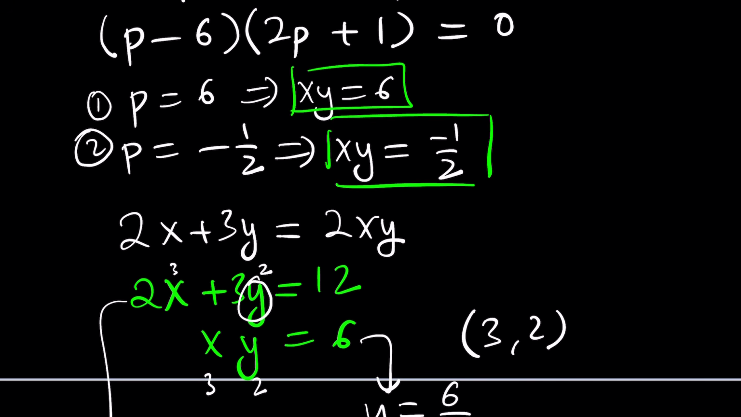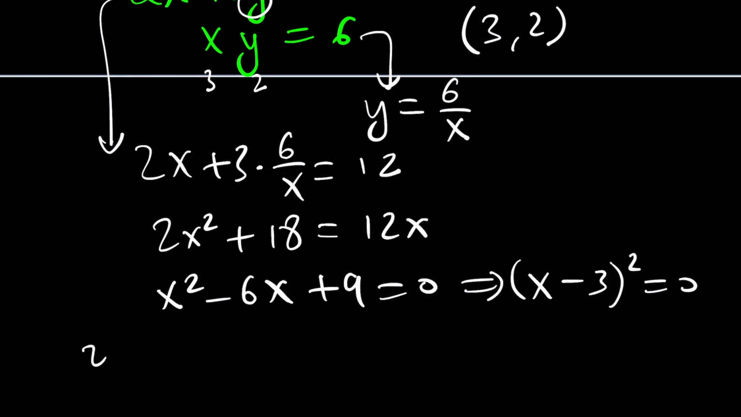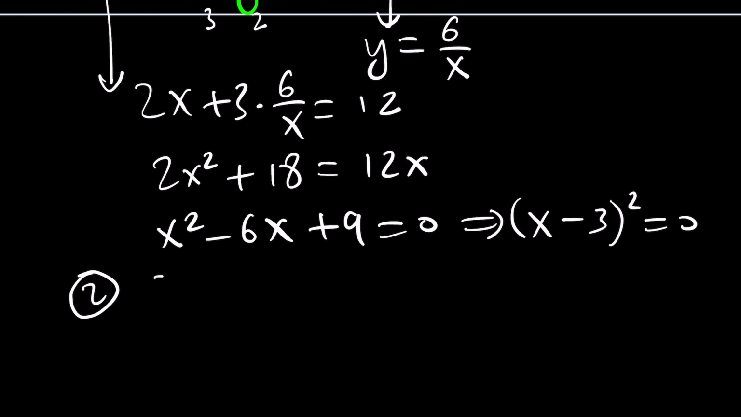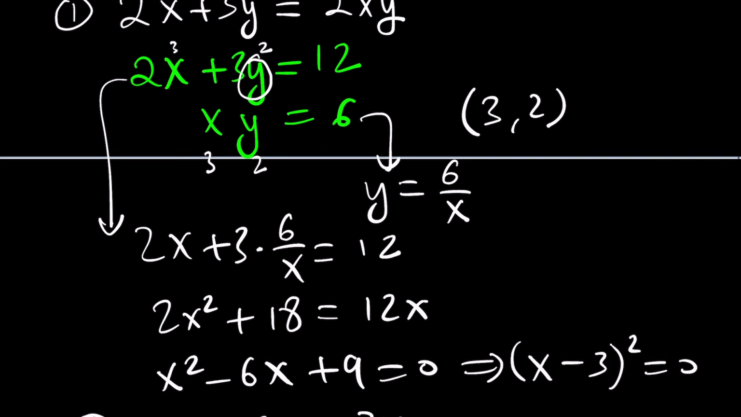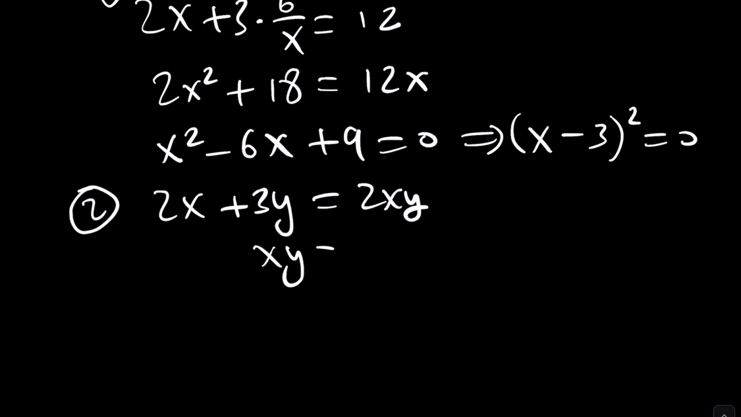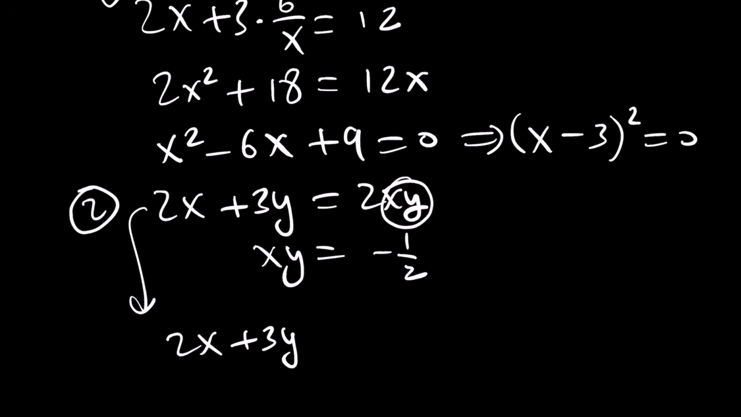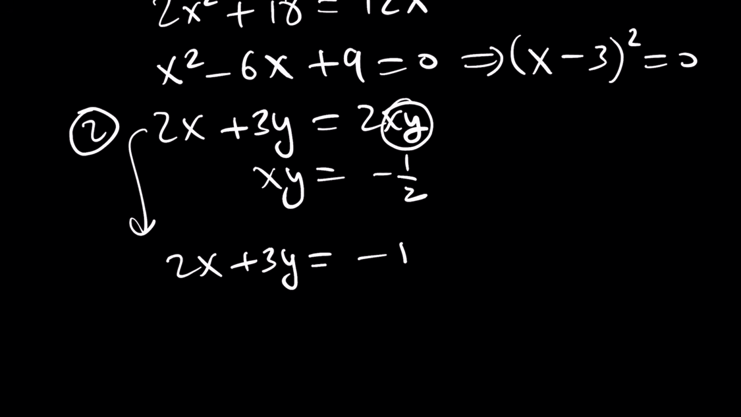Now look at the second case. This is the first case. And the second case, of course, we're going to use that equation again. 2x plus 3y is equal to 2xy. And now we're going to bring in the xy as negative 1/2. And now we're going to substitute here. So that's going to give us 2x plus 3y is equal to 2 times negative 1/2, which is negative 1. And then along with this, you can go ahead and solve it.